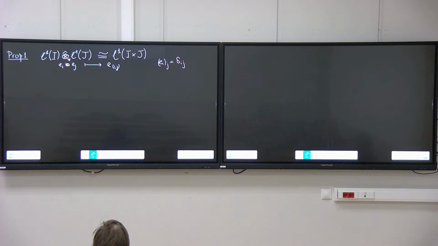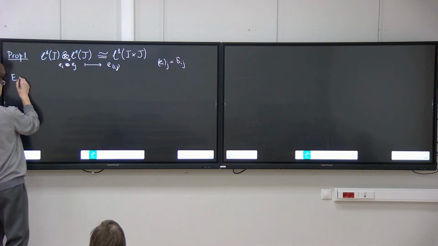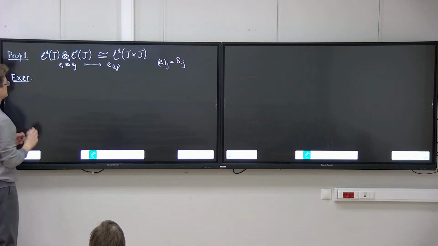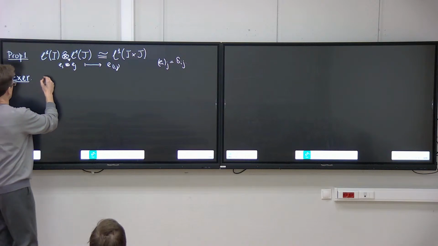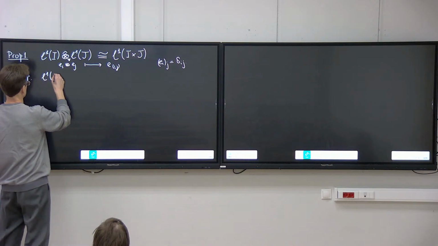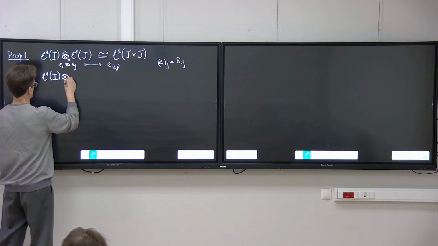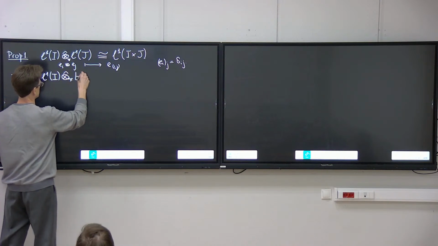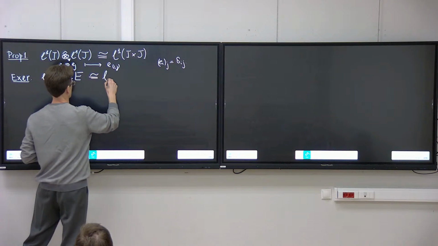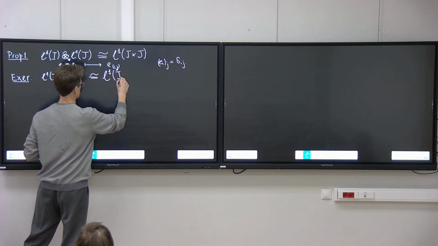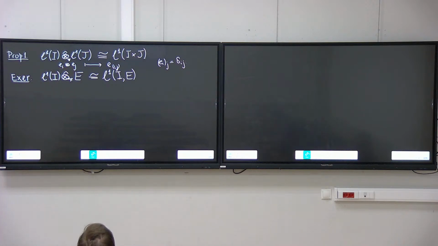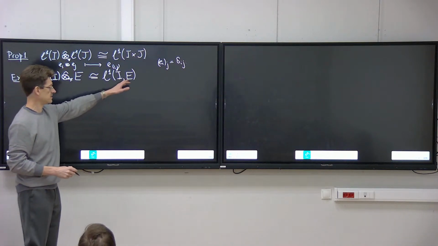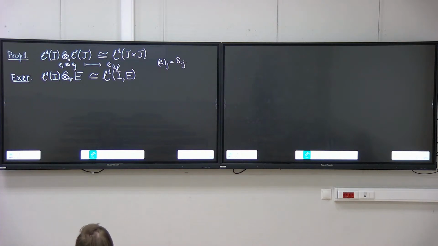And this result can be generalized in several ways. For example, this was an exercise. For example, we can replace here one of the l1 spaces by an arbitrary Banach space. And it turns out that if we take the projective tensor product of l1(I) and an arbitrary Banach space E, then what we get is the vector valued l1 space, which consists of all absolutely summable families in E, indexed by I.